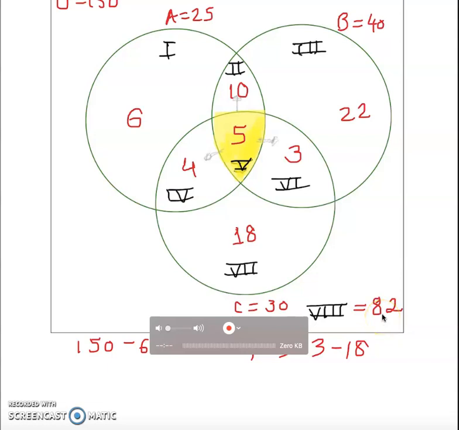They're lazy, okay? So I hope you understand how to construct a Venn diagram with 3 sets, and more examples are going to come. Thank you so much.